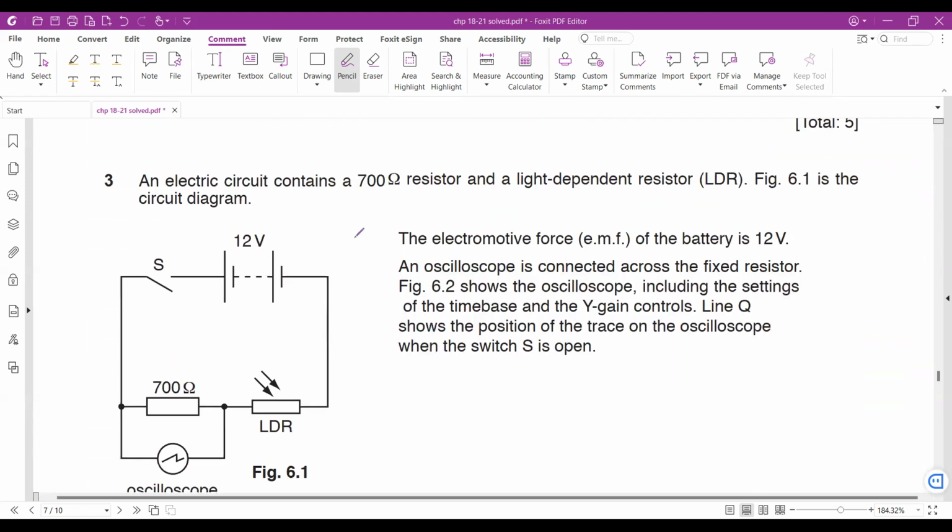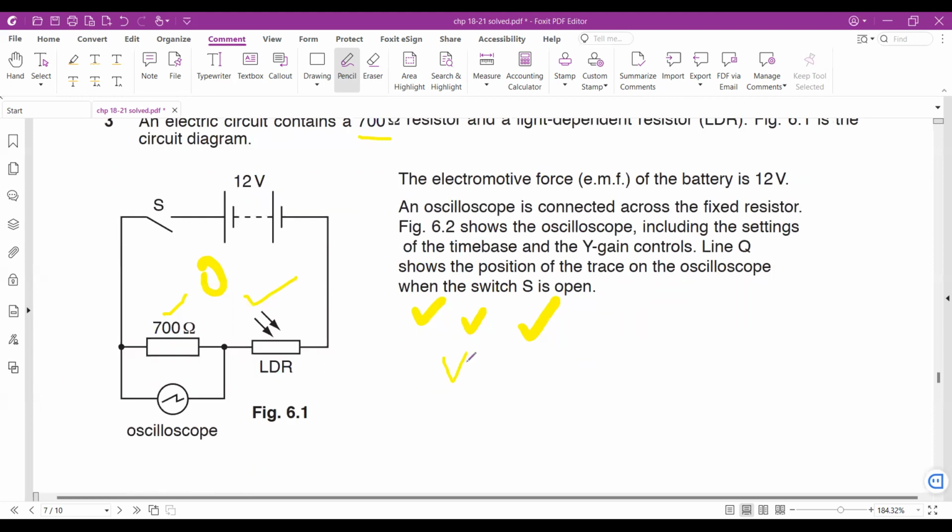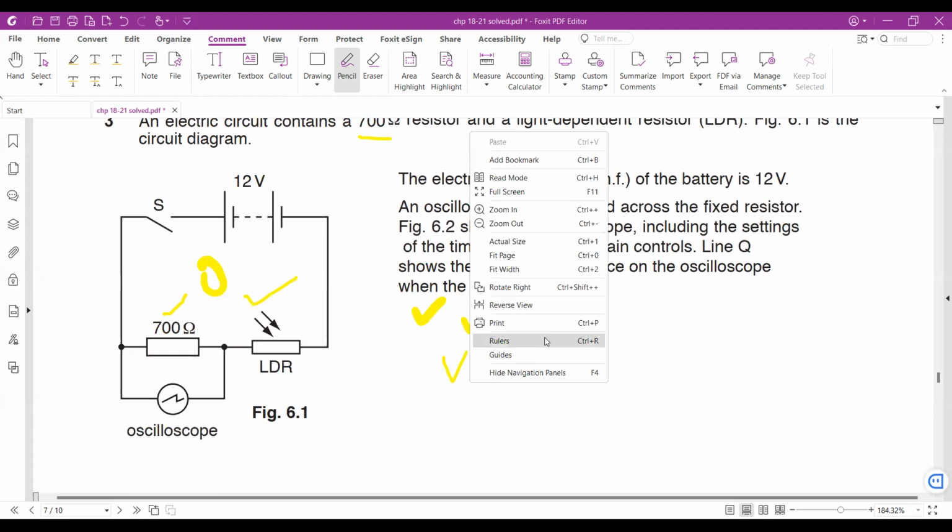Okay. An electric circuit contains a 7 ohm resistor and a light dependent resistor. And whenever I use this with my Vogue, that's thick. And whenever I'm using my mouse, I don't know why it's thinner. You should invest in a tablet.